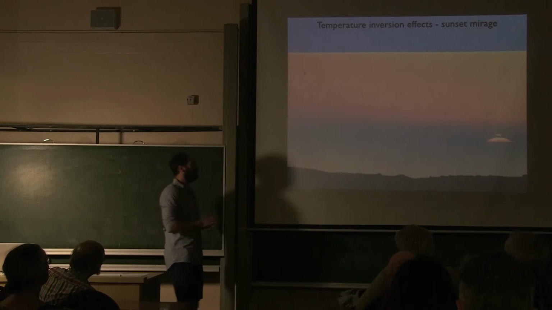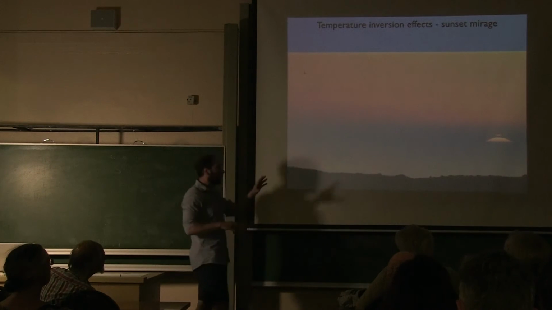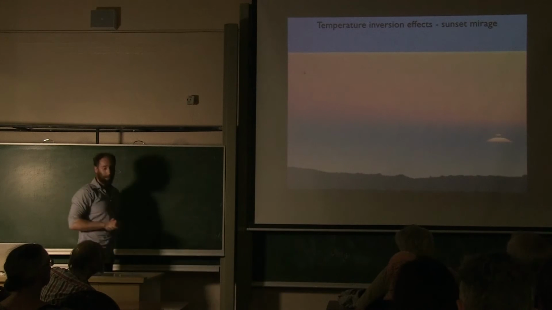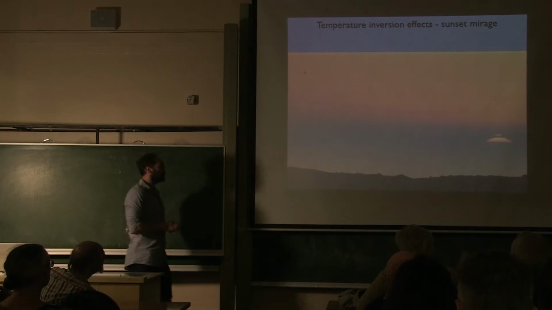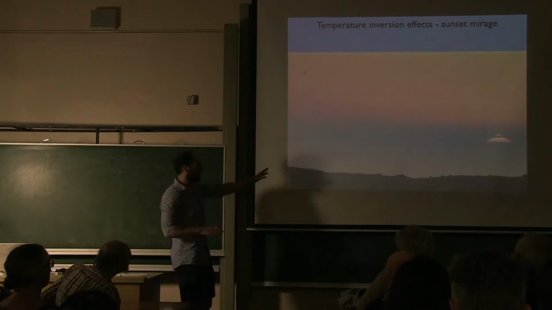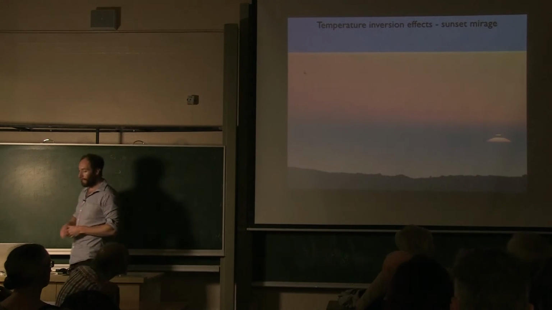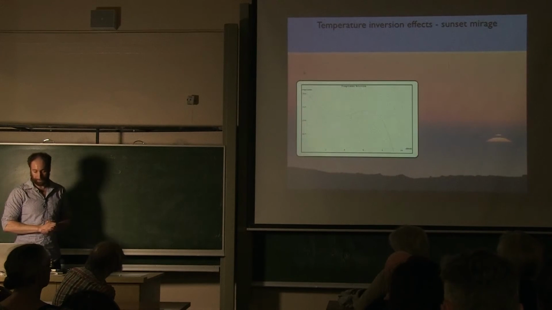So the last thing that I want to talk about are other sunset effects. This is a so-called splitting of the sun, or a sunset mirage, and this is caused by a particular effect. This was taken over the ocean in France.